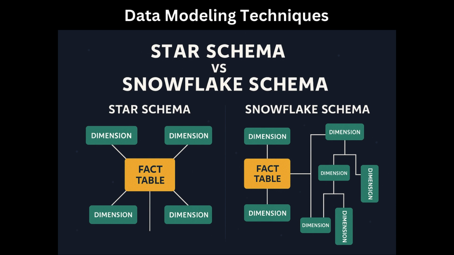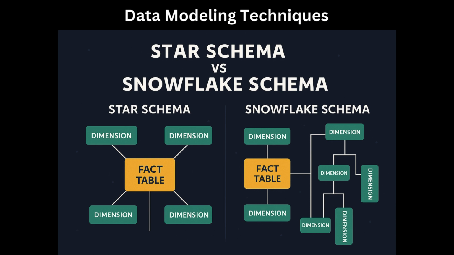Performance. Star schema generally performs better for queries due to fewer joins, while Snowflake schema may require more joins, potentially slowing down performance. Data redundancy. The star schema has more data redundancy due to denormalization, whereas the Snowflake schema reduces redundancy through normalization.